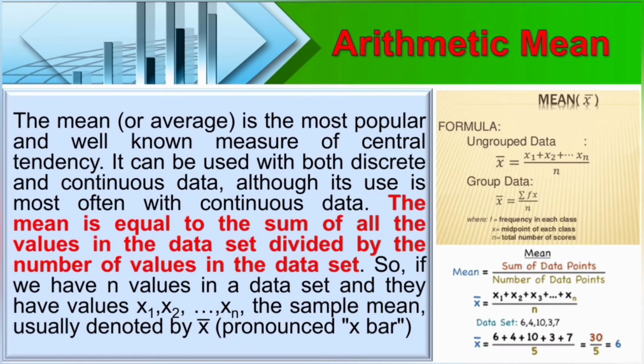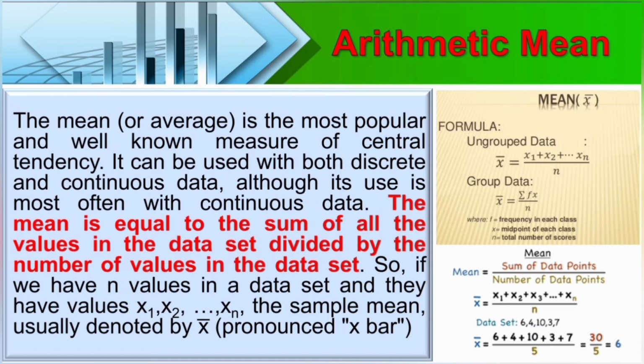Arithmetic mean. The mean or average is the most popular and well-known measure of central tendency. It can be used with both discrete and continuous data. Although its use is most often with continuous data, the mean is equal to the sum of all the values in the dataset divided by the number of values in the dataset.